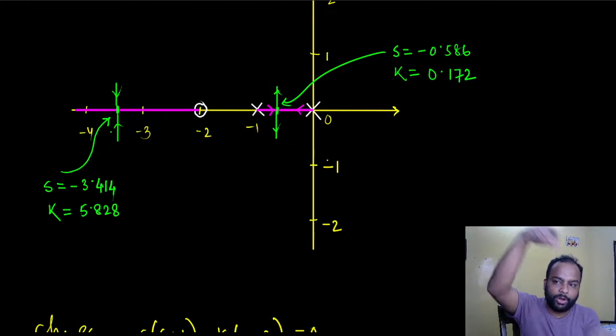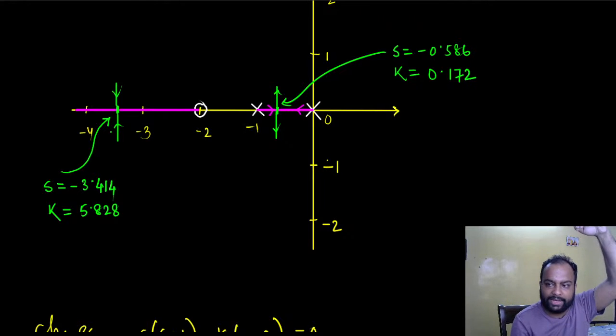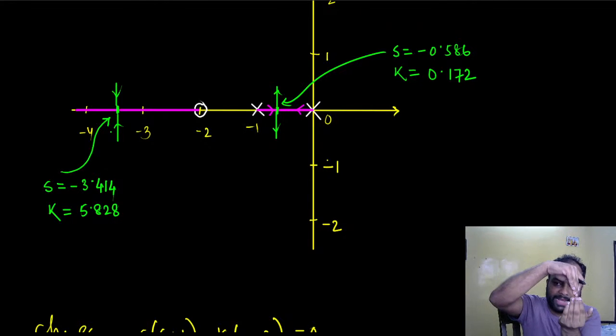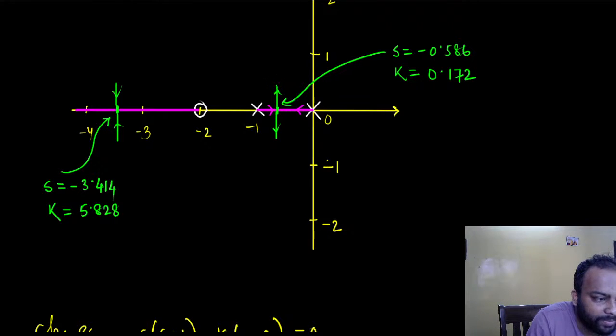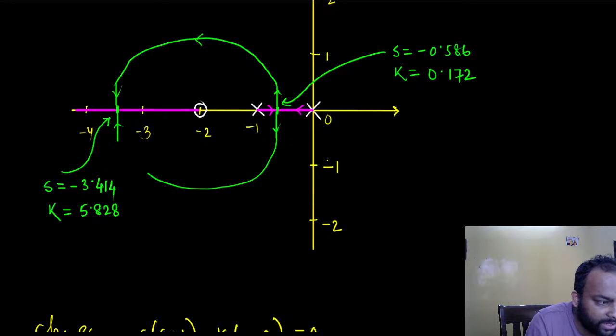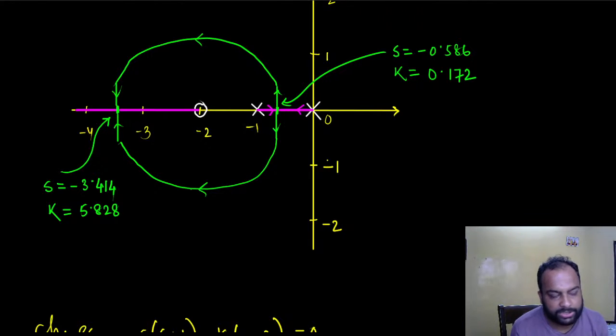So they are going to break away at 90 degrees, and also break in at 90 degrees. So that's going to be true here. So we have to keep that in mind. Now obviously, this pole that broke away from here is going to approach this somehow. And this pole that has broken away from this is going to approach this somehow. There is no other possible construction of the root locus.